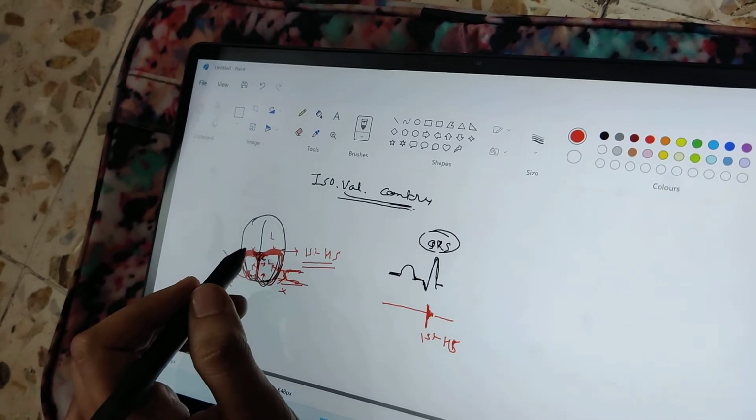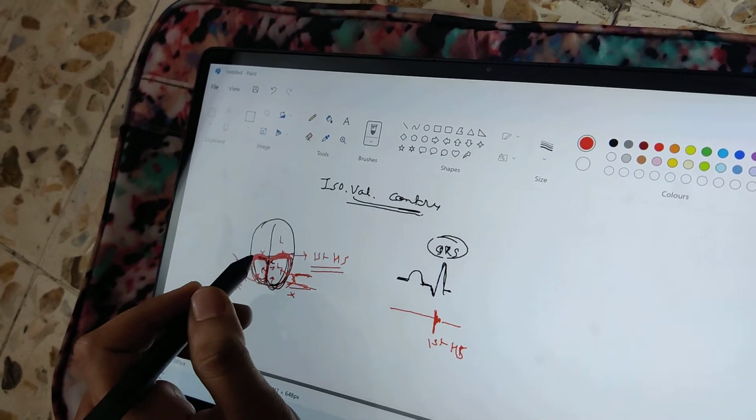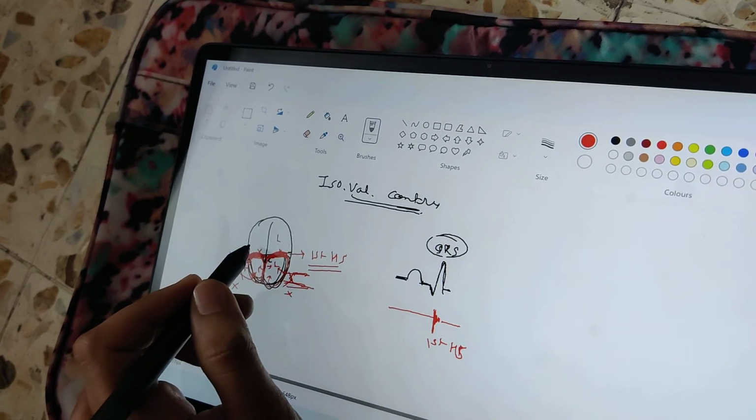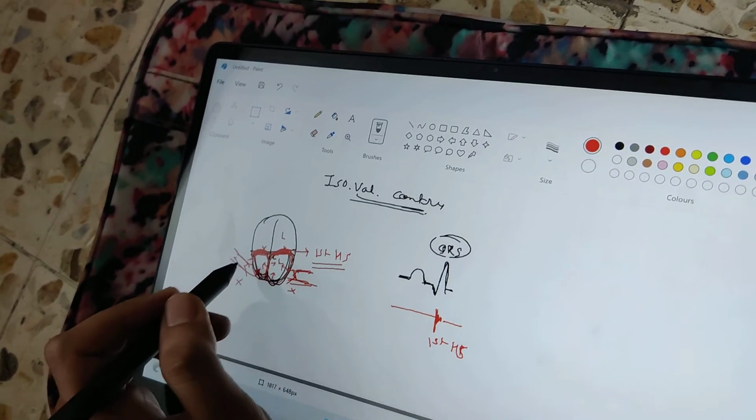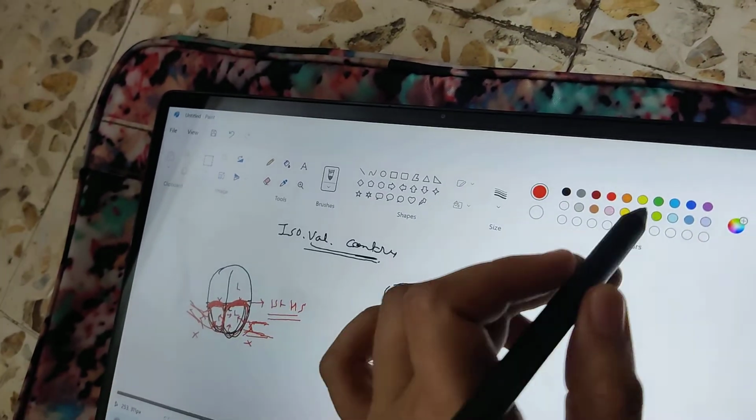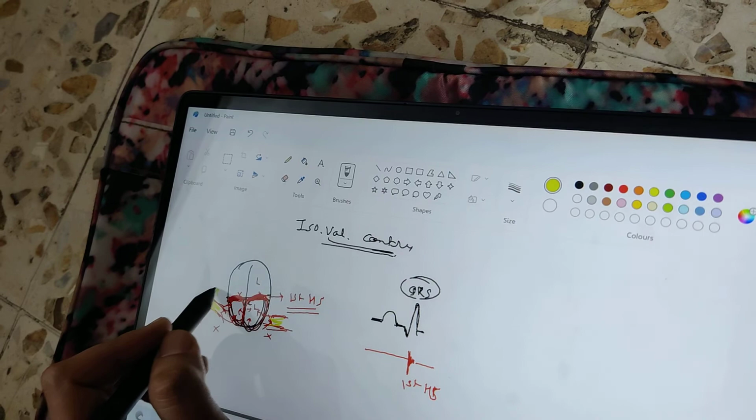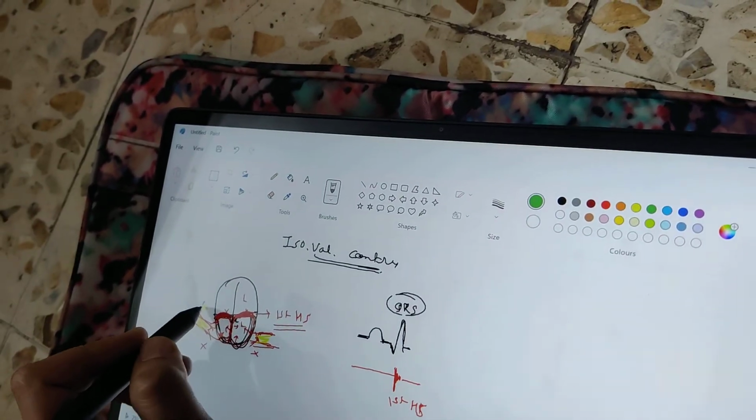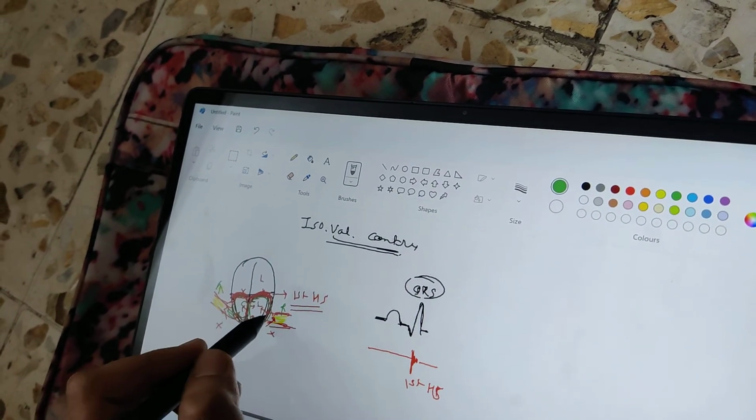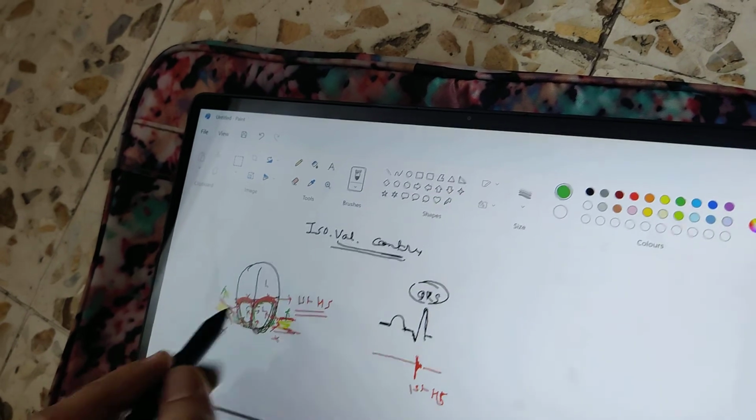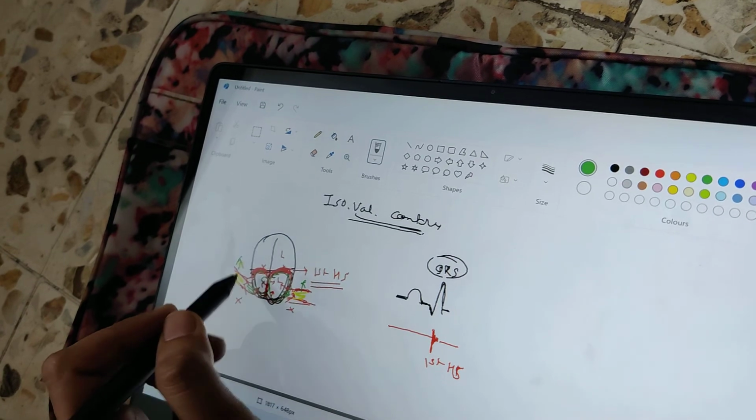So the atrioventricular valves are closed because the ventricular pressure is greater than the atrial pressure, but the pulmonary and aortic semilunar valves are closed because the pressure in the pulmonary artery and the aorta is higher than the ventricular pressure. So in this isovolumetric contraction, there is no ejection from the ventricles to the arteries.